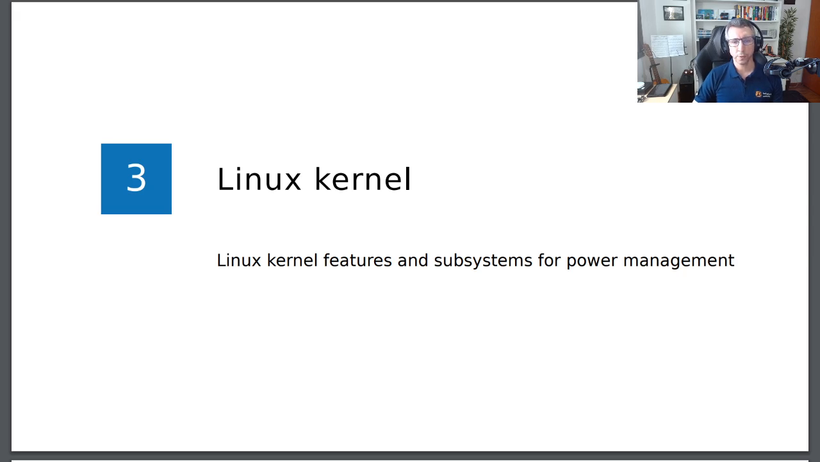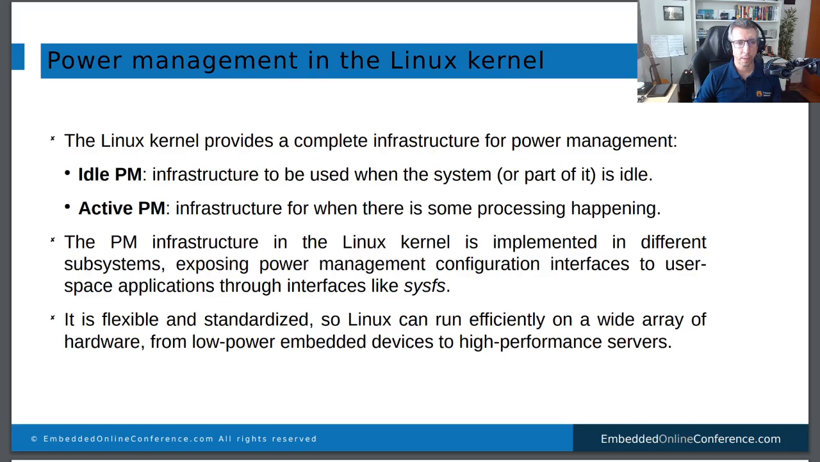Now I want to focus on the kernel and the features provided by the kernel to manage power. In the kernel, we have features to do idle power management and features to do active power management, and we're going to talk about both here. So we have an infrastructure to save power when the system is idle, and we have an infrastructure to save power when the system is doing something.